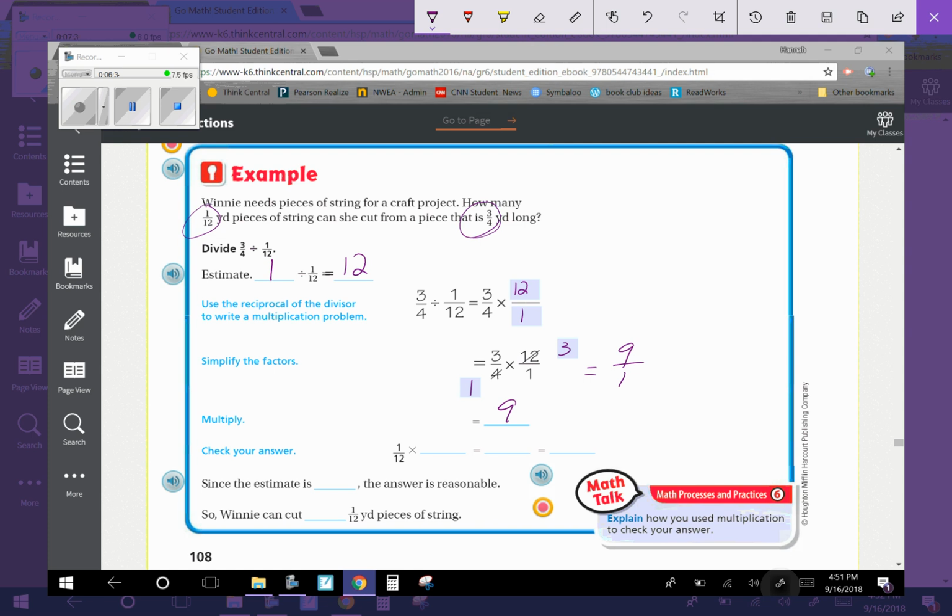Now we're going to check our answers. 1/12 times 9 equals 9/12, which equals 3/4, so that must be correct. Since the estimate is 12, the answer is reasonable, so Winnie cut 9 1/12 pieces of string.